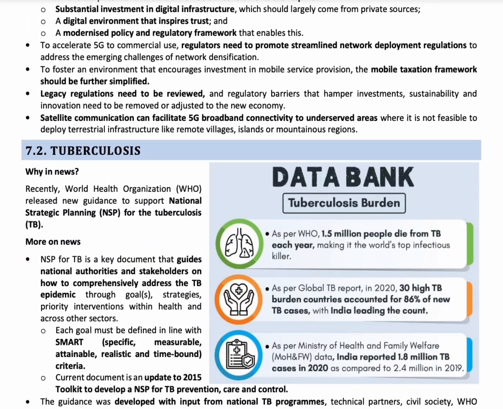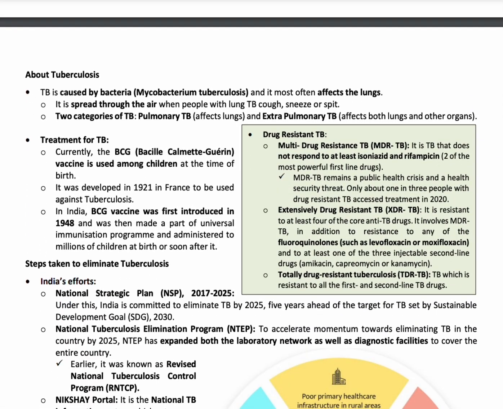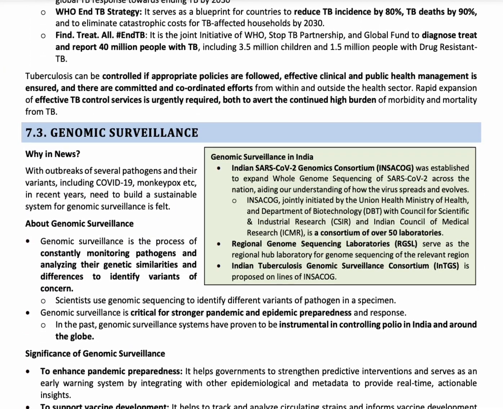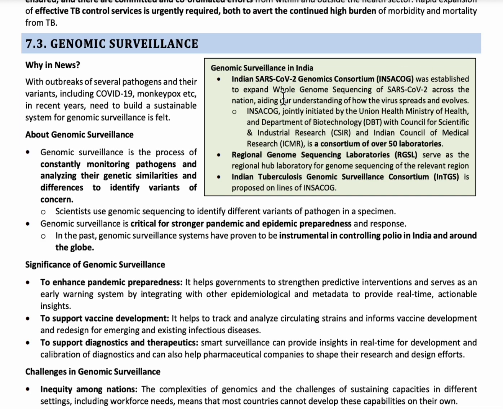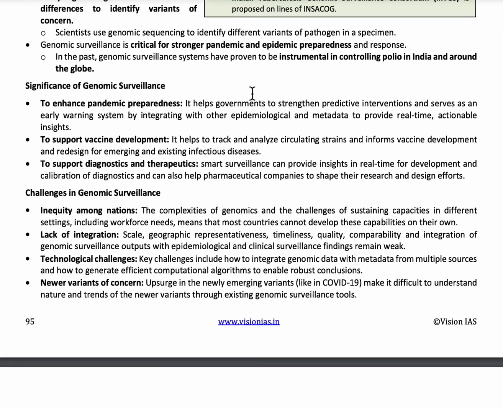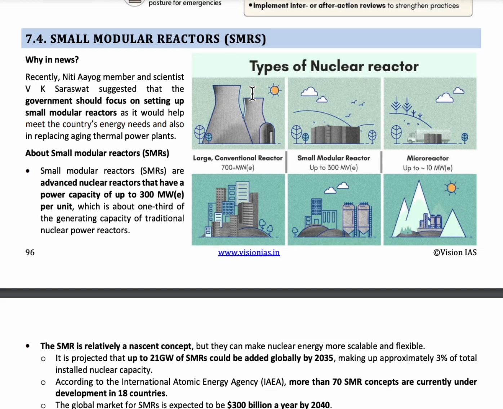The next topic is genomic surveillance. It is the process of constantly monitoring pathogens and analyzing the genetic similarities and differences to identify the dangerous variants. For genomic surveillance in India, some steps were taken. India's SARS-CoV-2 Genomic Consortium was established, and regional genomic sequencing laboratories and the Indian Tuberculosis Genomic Surveillance Consortium were established. The next topic is small modular reactors.